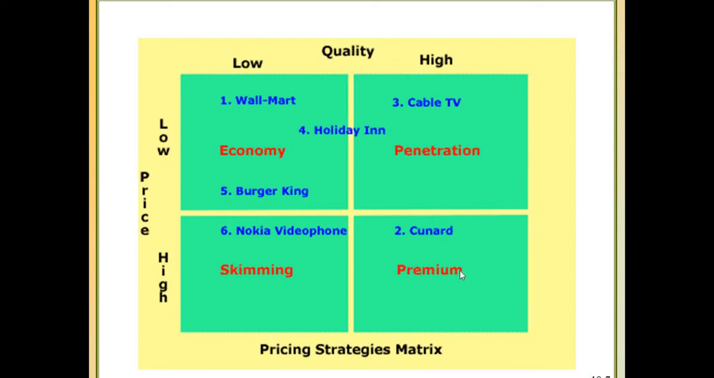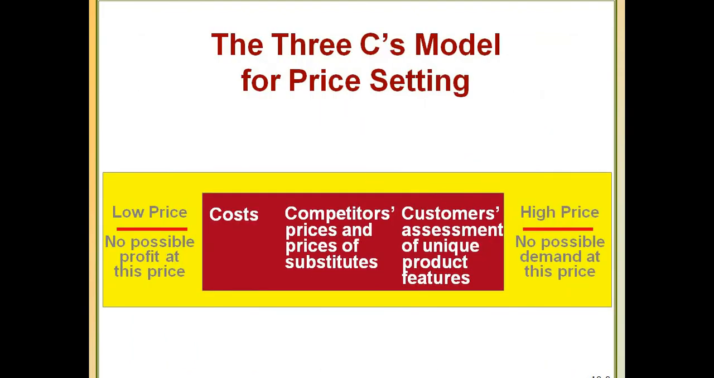And companies which have high price, sorry, and high quality, they are more into the premium category segments. This model basically helps you to understand what your comfort zone is while you set your prices. So you have two extreme ranges of setting the price, from being low price to high price.